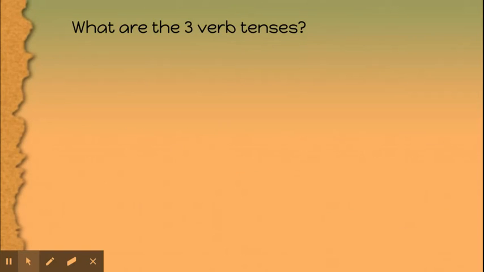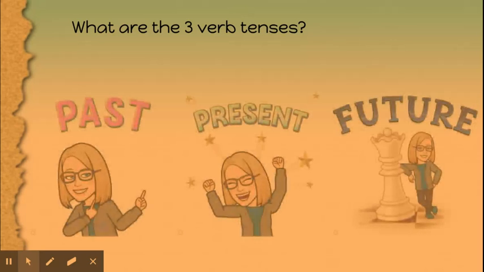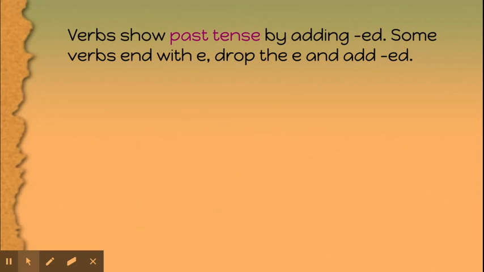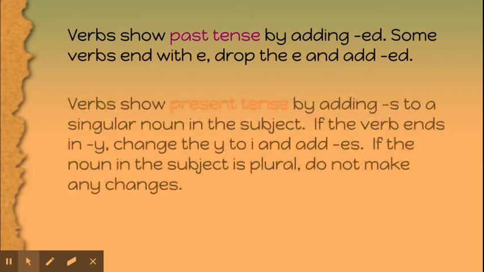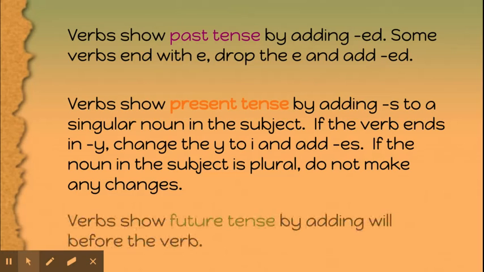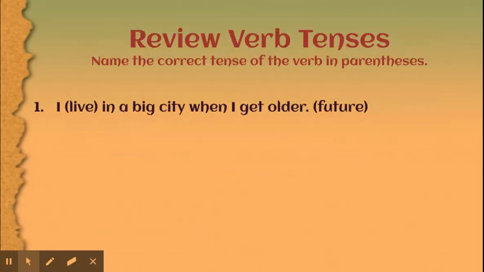So what are the three verb tenses? You should have picked past, present, and future. Verbs show past tense by adding ed. Some verbs end with an e, and then you'll have to drop the e and add ed. Verbs show present tense by adding s to the singular noun in the subject. If the verb ends in y, we have to change the y to i and add es. If the noun in the subject is plural, you don't need to make any changes. And verbs show future tense by adding will before the verb.